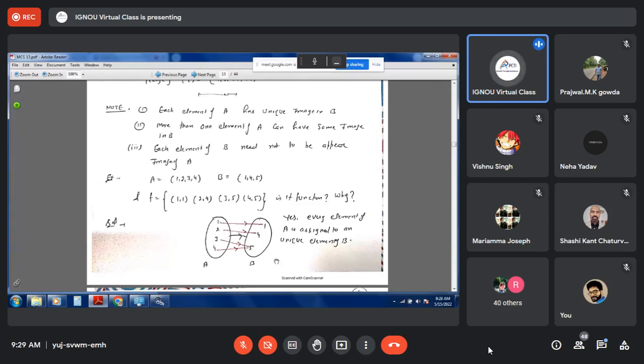We will see the next example. Note on it. It is not a function. Reason is, every element of A is assigned to some element of B.